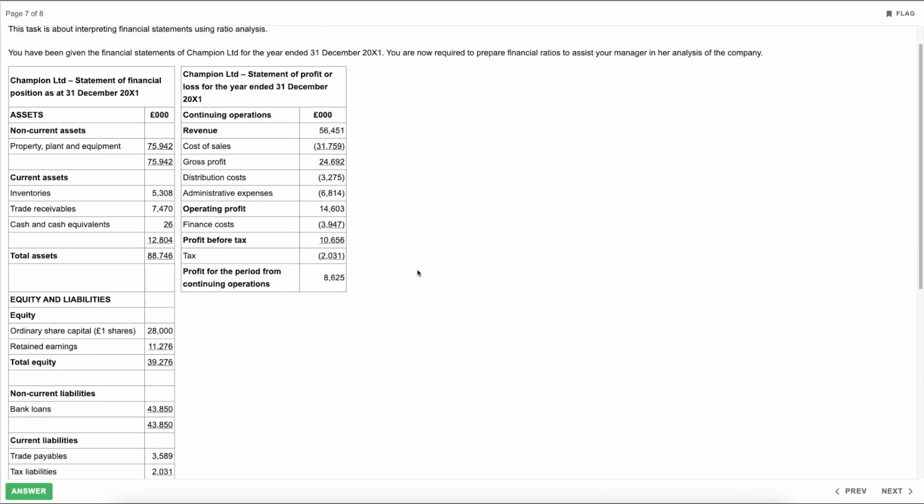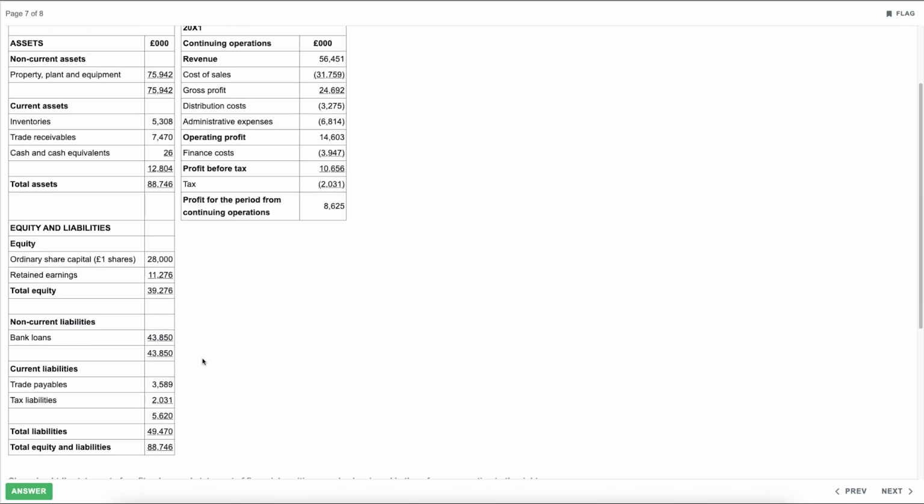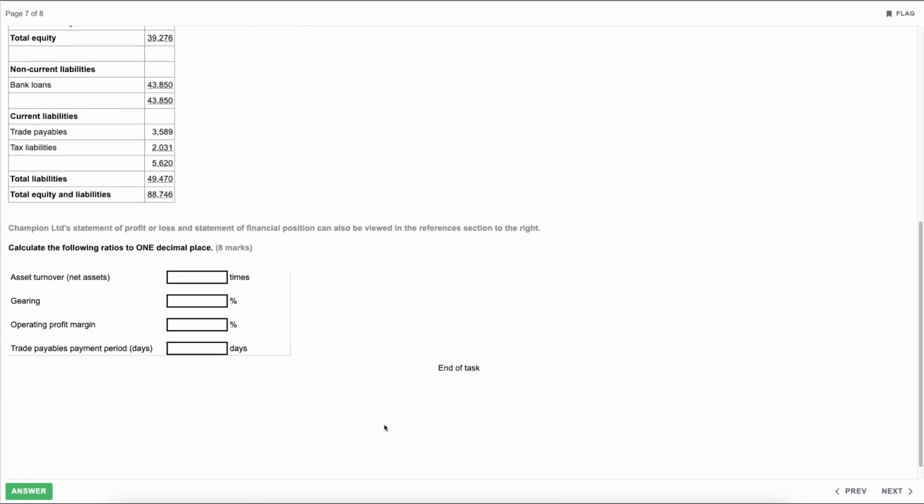We start off with revenue, which is our 56,451,000, and that will be divided by your assets figure less current liabilities. So 88,746,000 less your current liabilities of 5,620,000. So if we calculate that, that gives us an asset turnover of 0.7 times. Remember, we do need to round these figures. So on this one, obviously round up because of the decimal that it gives you. So to 1 decimal place would be 0.7 times.